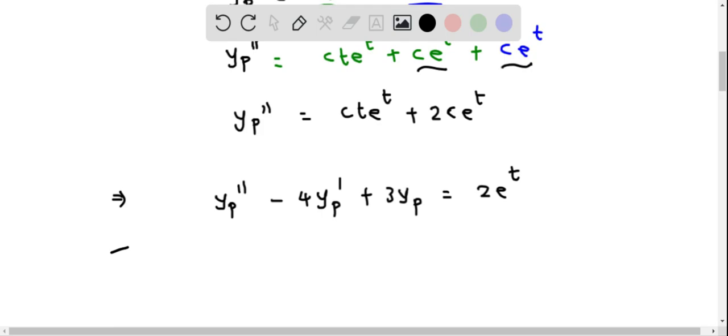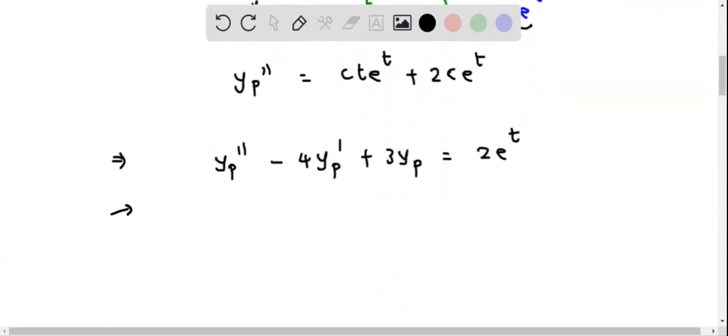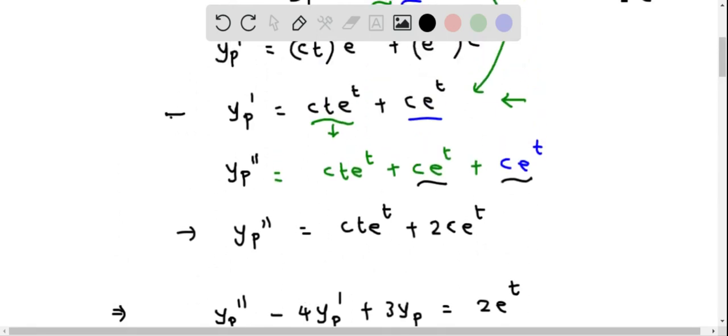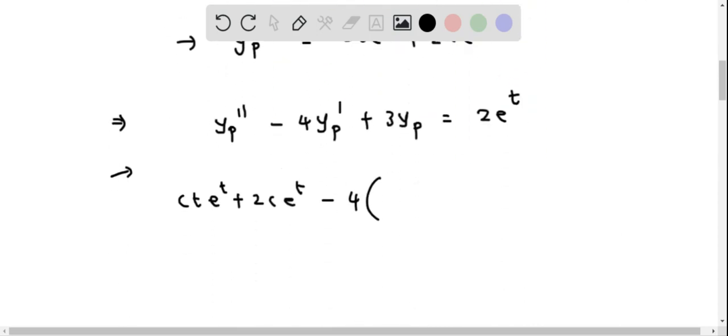Now let's substitute yp double prime, yp prime and yp into this equation and solve for c. So let's replace yp double prime. This is yp double prime, which is CT e power t plus 2C e power t. We then have minus 4 times yp prime. Here we have yp prime, that is CT e power t plus C e power t. So I write CT e power t plus C e power t plus we then put 3 times yp.